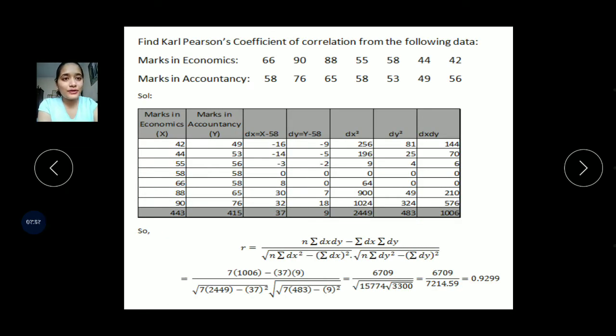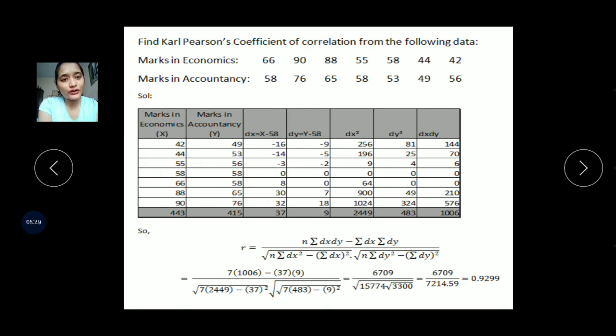Find the Karl-Pearson coefficient of correlation from the following data. Marks in economics are given, marks in accountancy are given. So we'll write it like this table: x and y. Marks in economics as x, marks in accountancy as y. Okay, and we'll take deviations from a particular number. Here we'll choose the middle number because the number of entries here is 7, so the middle one is 58. So I'll take 58 as my assumed mean. So the deviations are x minus 58.